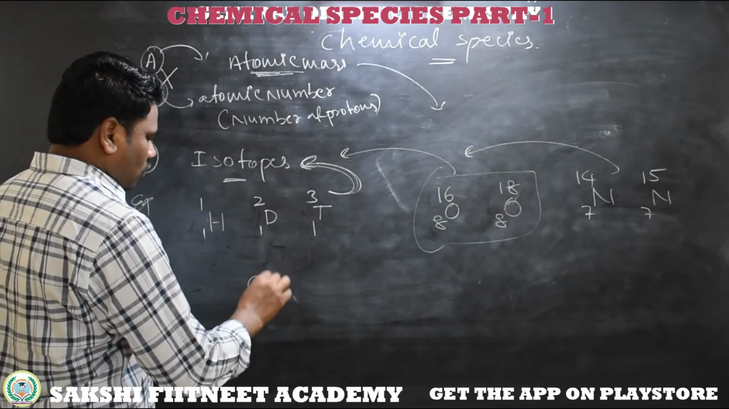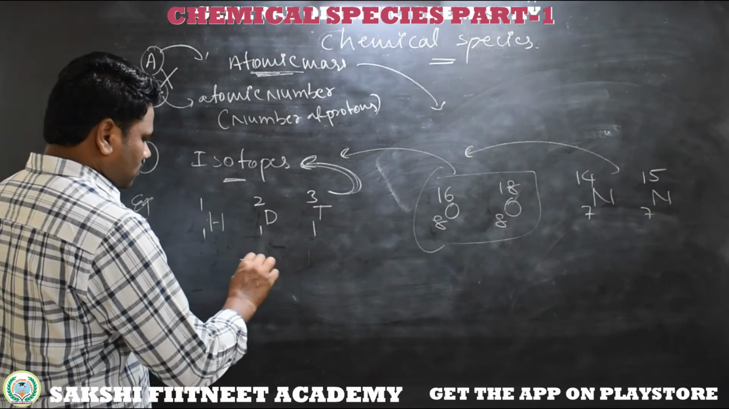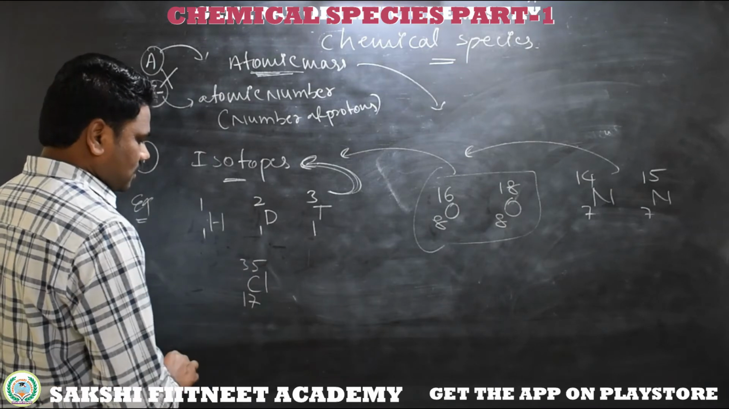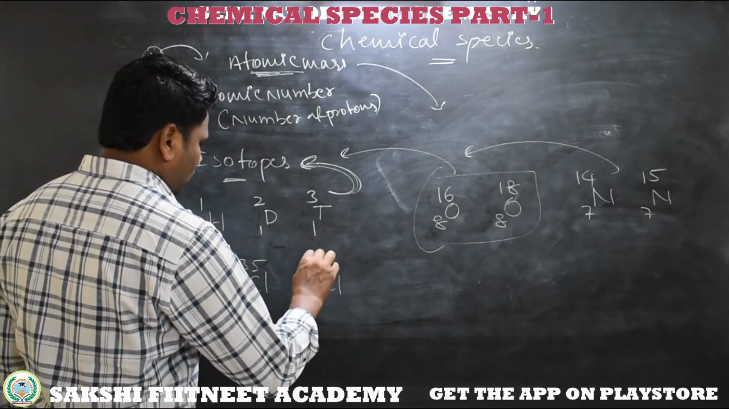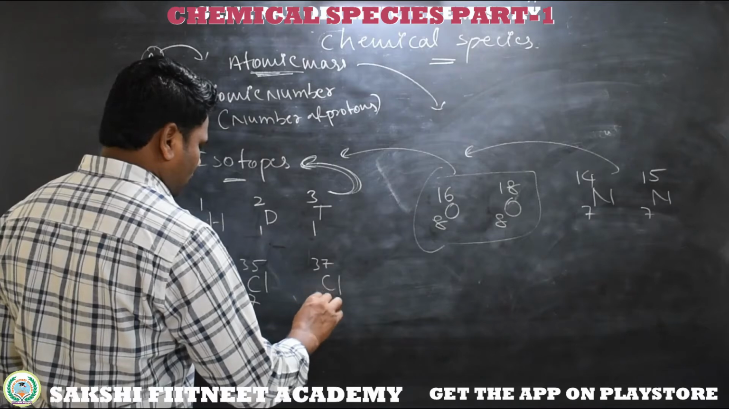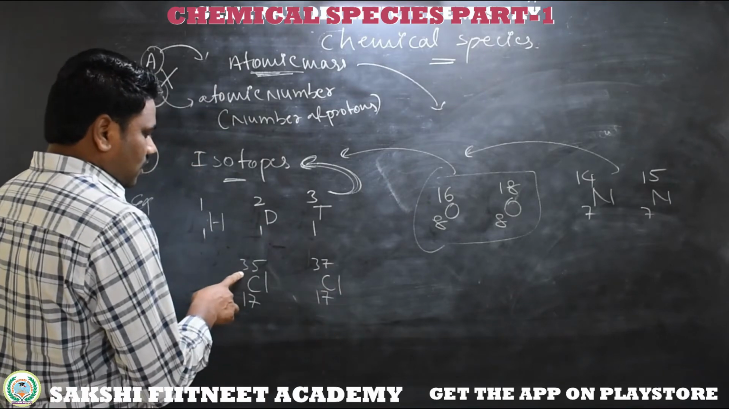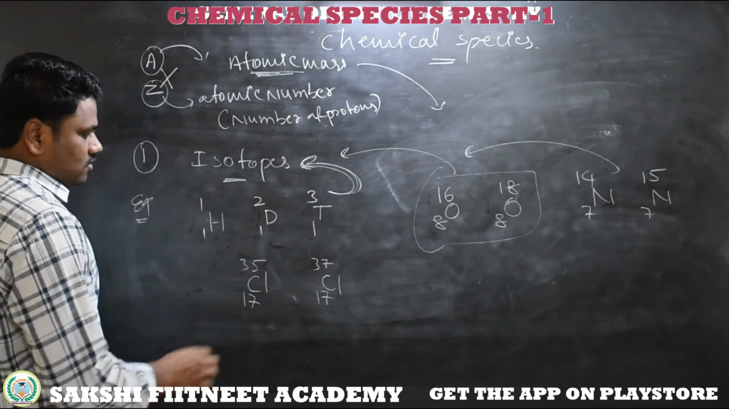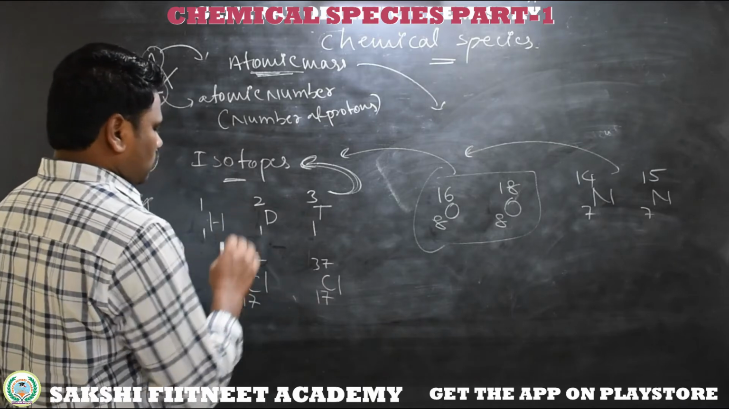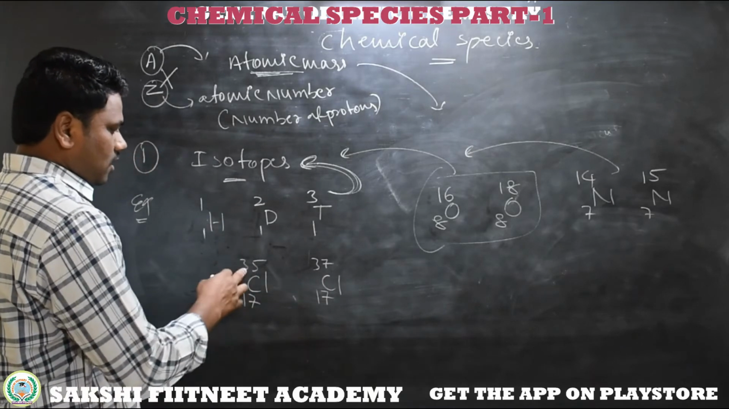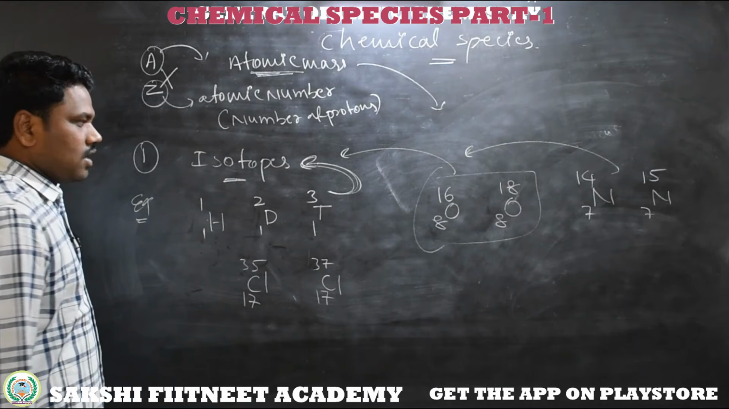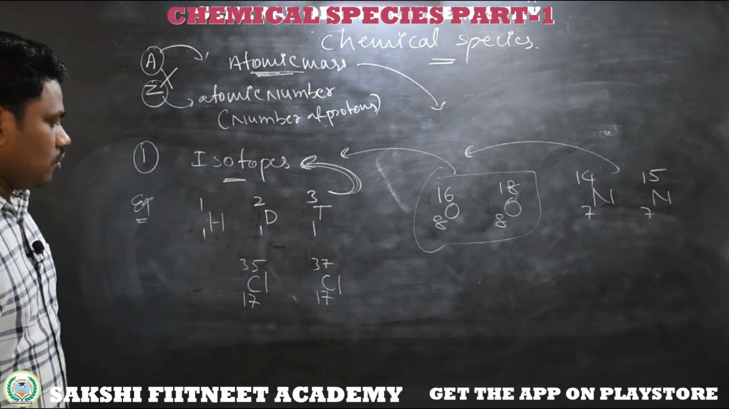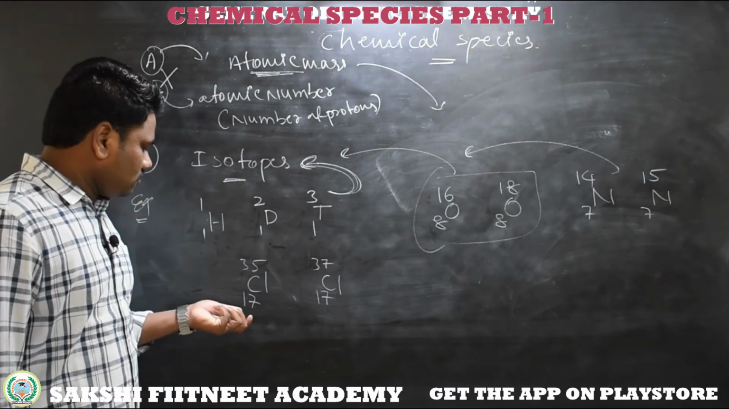As an example, here I am taking chlorine. Chlorine 35, atomic number is 17. Here chlorine 37, atomic number is 17. Chlorine 35 and chlorine 37 come under isotopes. Same atomic number but different atomic mass, so classified as isotopes. Simple.